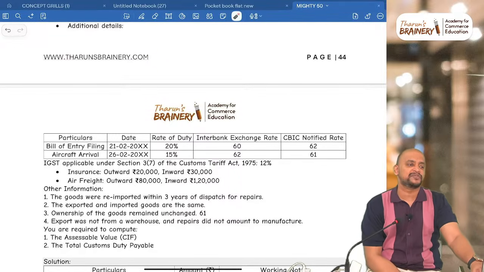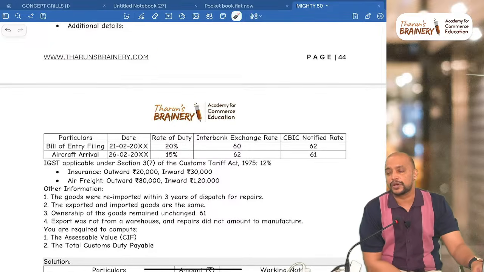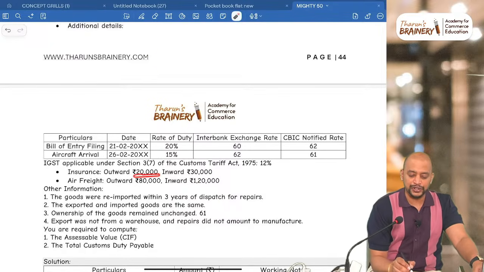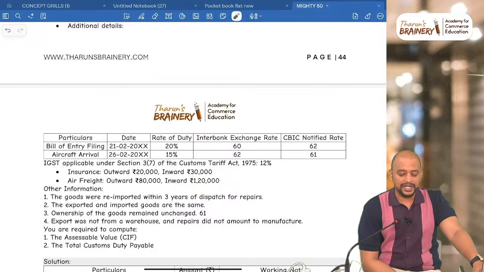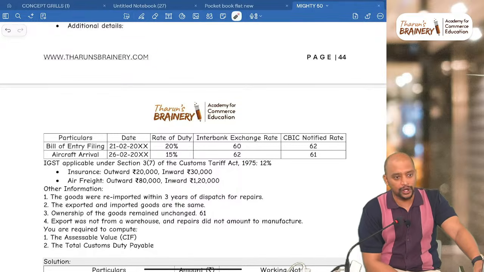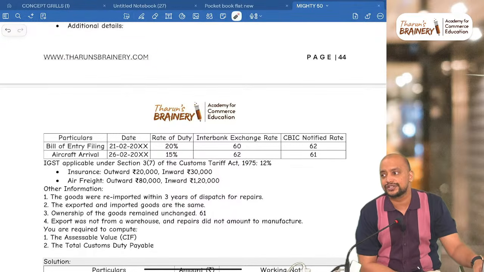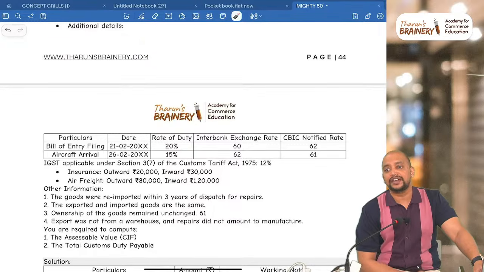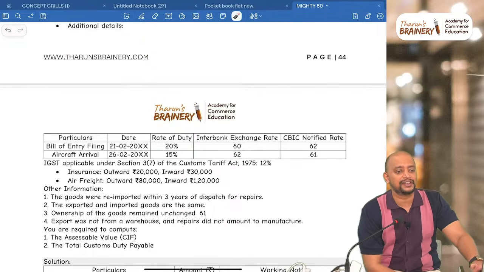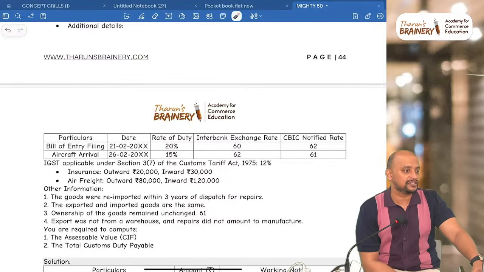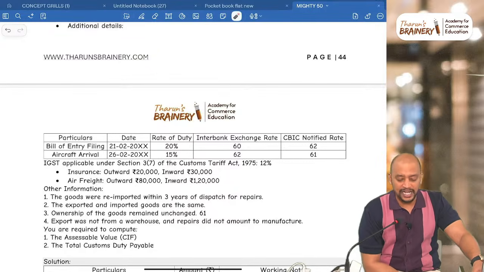value of repairs plus freight and insurance both ways as per notification 45 of 2017. So freight and insurance both ways you take 20, 30, 80, 1,20,000. Sir, should this air freight be restricted to 20% of FOB? No, you take the actual air freight, because this notification will override rule 10. As per notification, they have defined the way in which you need to take the value. So that way only you need to take the value. Don't check with 20% of FOB and all here. So take full actuals.